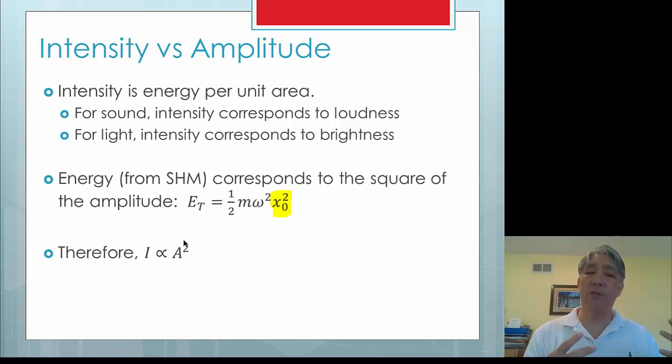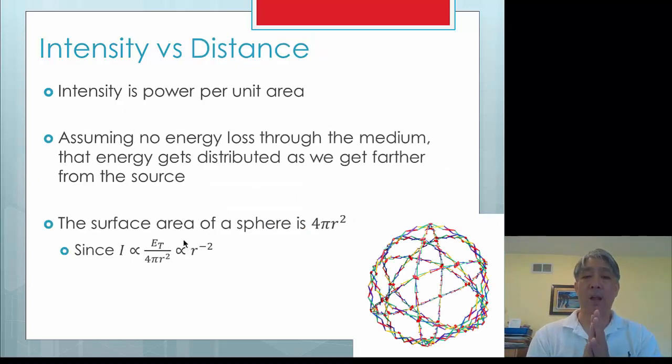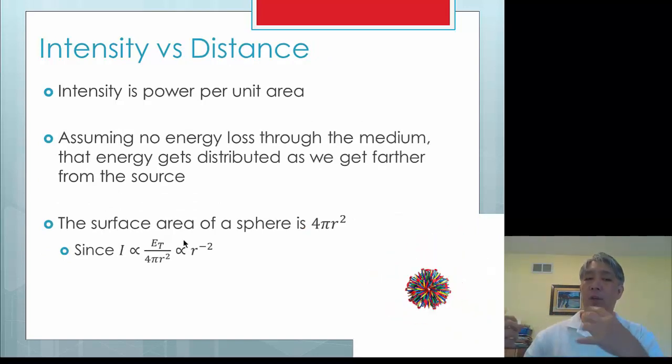Okay, so energy, remember from simple harmonic motion, corresponds to the square of the amplitude. We have this formula where total energy is 1/2 m omega squared amplitude squared. Yes, IB uses x sub 0 squared to represent amplitude. Therefore, since intensity is power and power is energy over time, intensity is simply proportional to the amplitude squared.